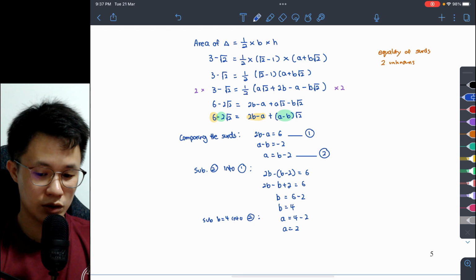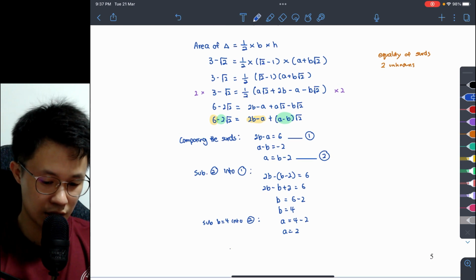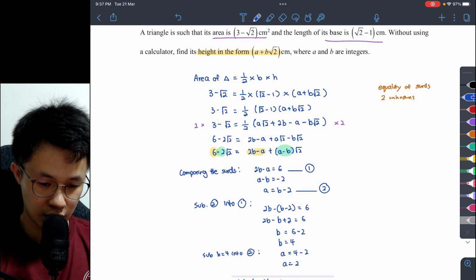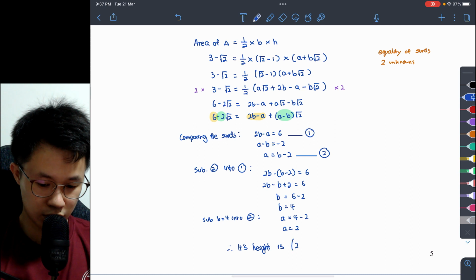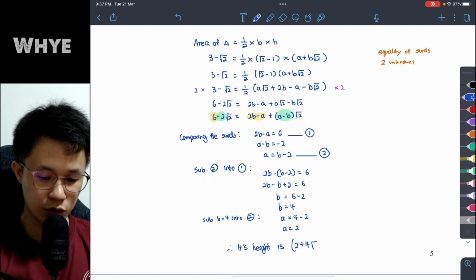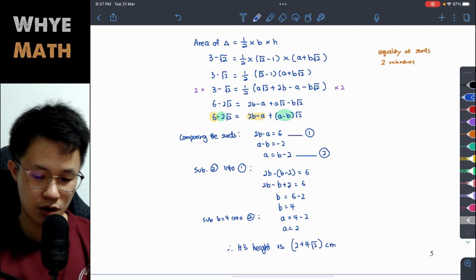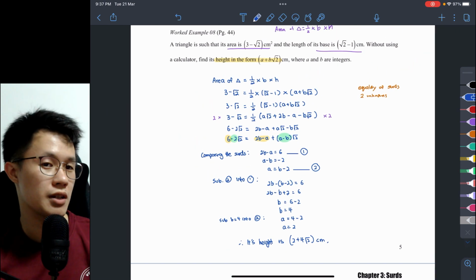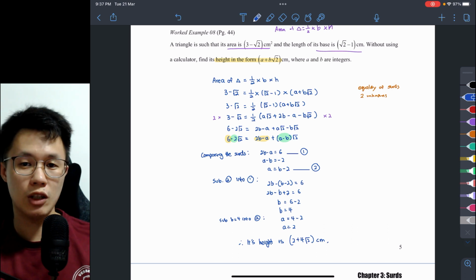So now we need to answer the question. Therefore, its height is 2 plus 4 square root 2 cm. So that's about it for worked example 8, where we solve problems involving surds. That will be all. See ya.